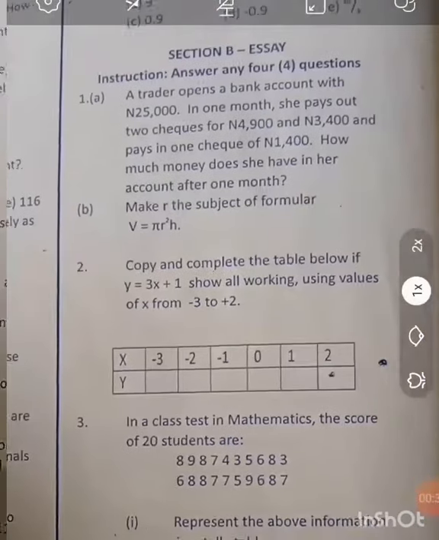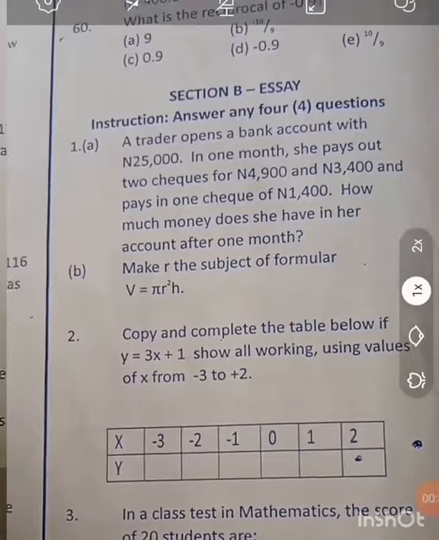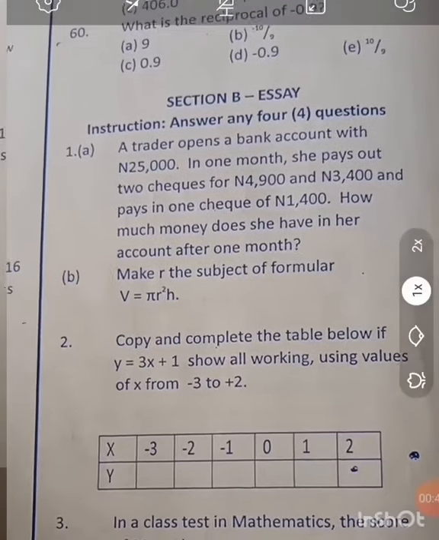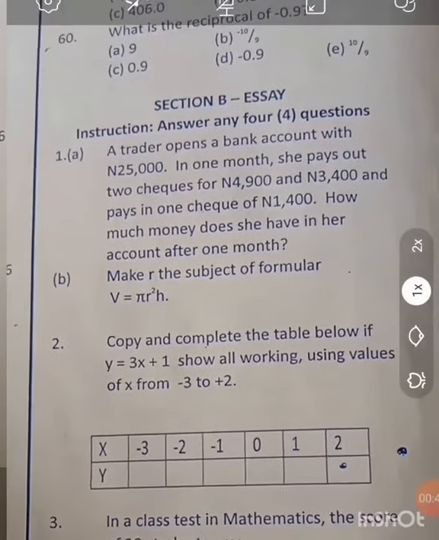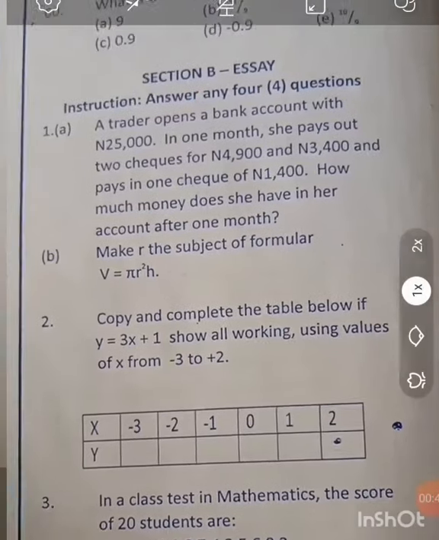But me now, I'm going to solve the 5 questions. So we are going to start with question number 1. You don't need to copy the question down. You just go ahead and give them the answer. Remember to number your question very well.